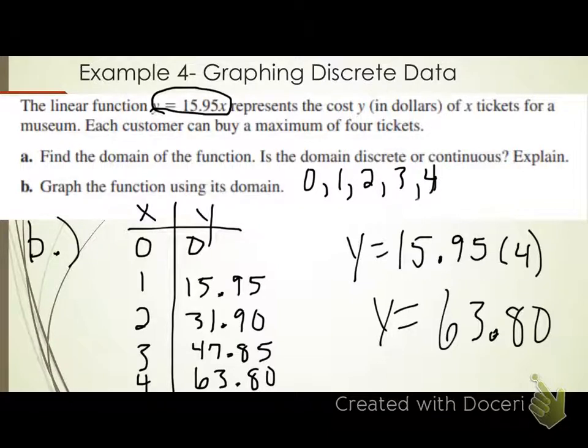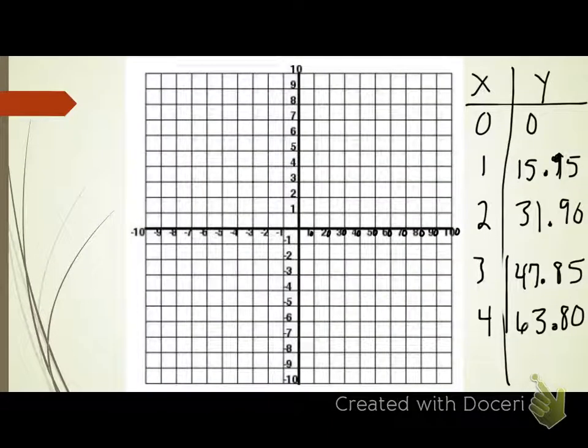So now I'm going to use this table of values to graph all of my ordered pairs. My ordered pairs are 0, 0, 1, 15.95, so on and so forth. So I have my table of values over here with my graph. And if you notice, I actually made the wrong axis go up by tens. I need to make my y-axis go up by tens and not my x-axis. My apologies. That's better. I made my y-axis go up by tens because my y values are getting so big so quick.